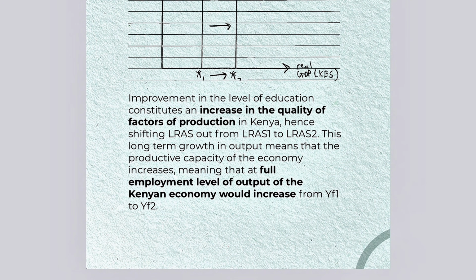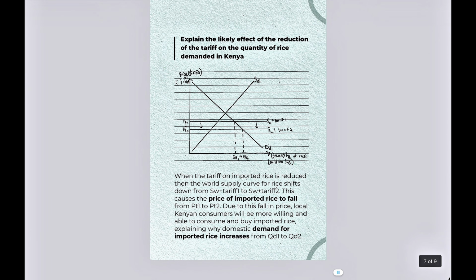As you can see, there are 2 distinctive explanation points, which start with the cause, which is the increase in quality of factors of production, and the effect, which is the full employment level of output of the Kenyan economy. As you can see, this candidate has also used the labels of the diagram to support their explanation, such as shifting LRAS out from LRAS1 to LRAS2, and increasing the level of output in the Kenyan economy from YF1 to YF2. And here's another example.